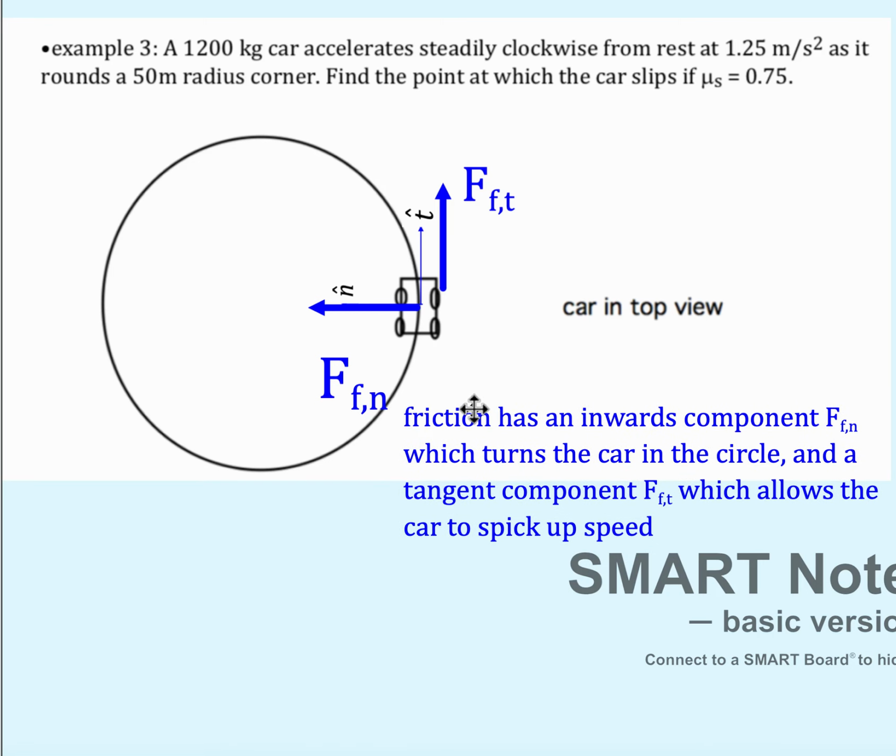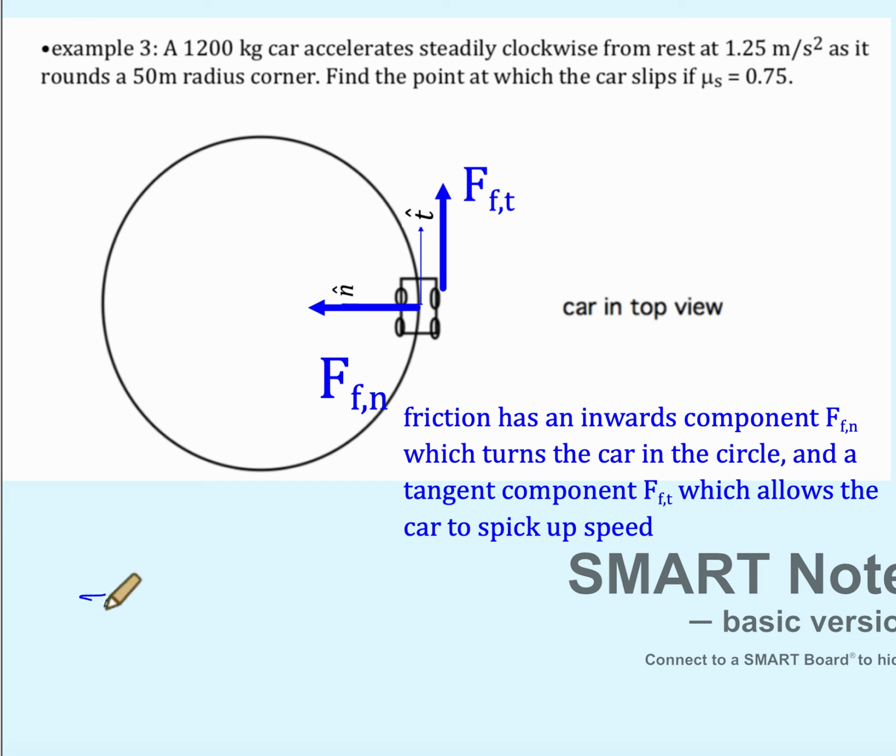There's actually two components here. And if we wanted to, we could draw the resultant friction. The resultant friction is going to be the vector sum of those two, and it's going to point in that direction. I'm not going to draw it on there. Okay, so as I said here, editorial comment, there's an inwards component, which turns you in a circle, and a tangent component that allows you to pick up speed.